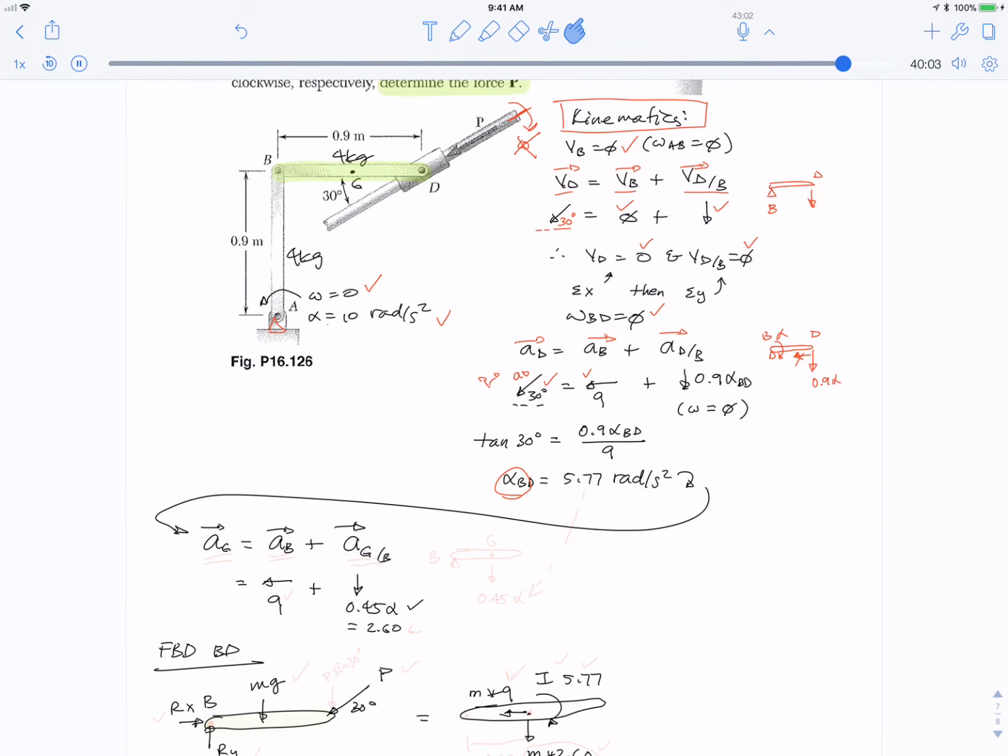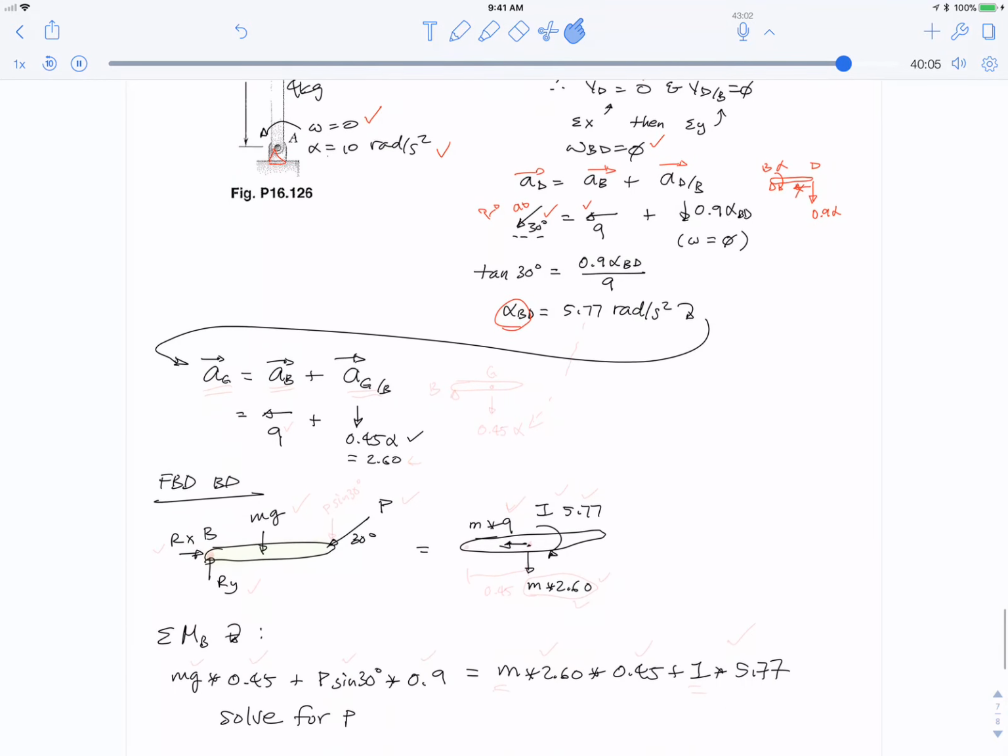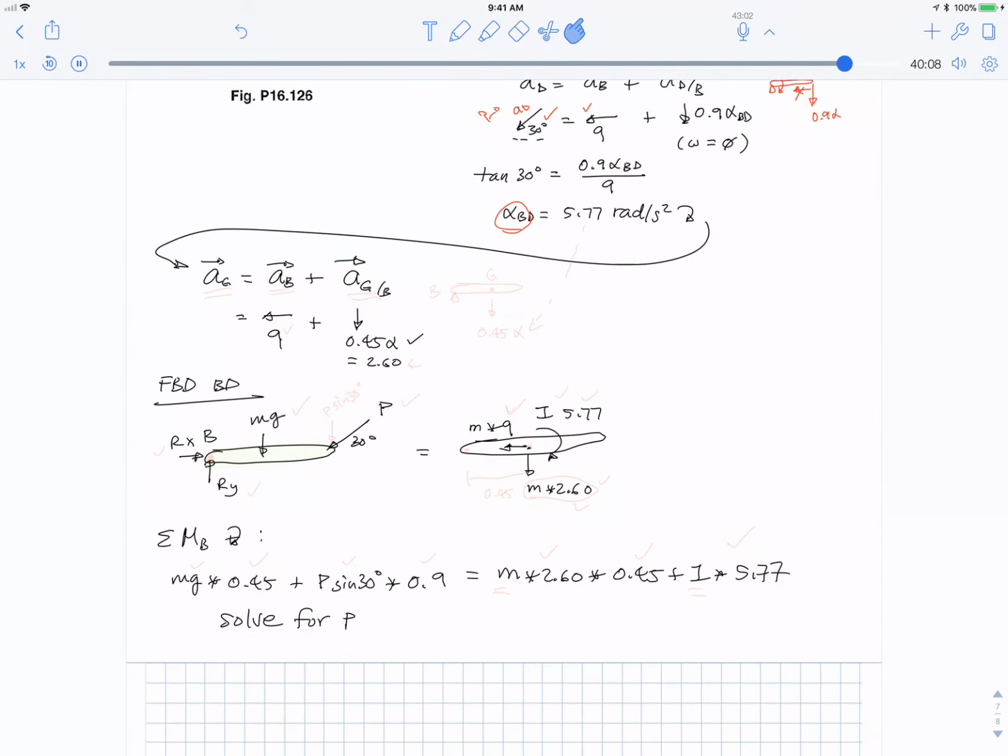Okay, but that's not the goal. The goal is to get P. And so to do that, we're going to need the free body diagram, which I've drawn right here. Okay, so here you have this horizontal link. There are the two reactions at the pin, the weight, and this unknown P. And what it will have is some MA and an I alpha.